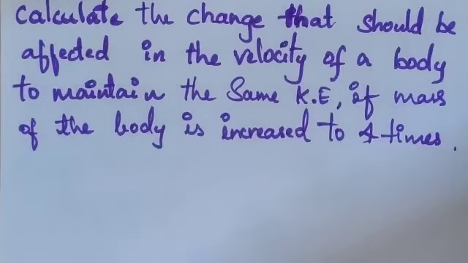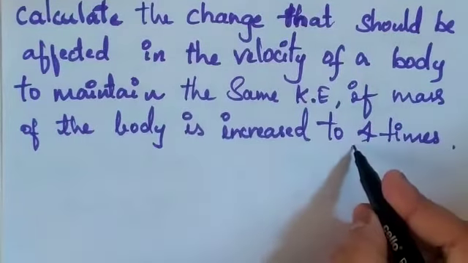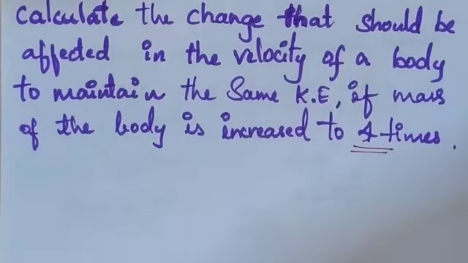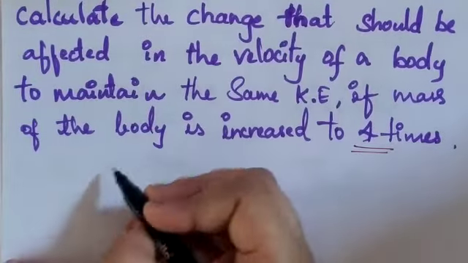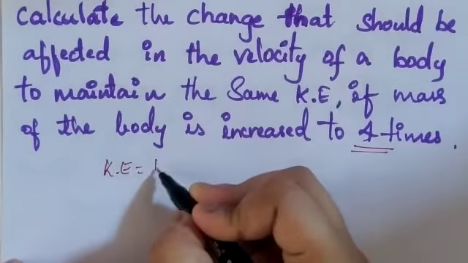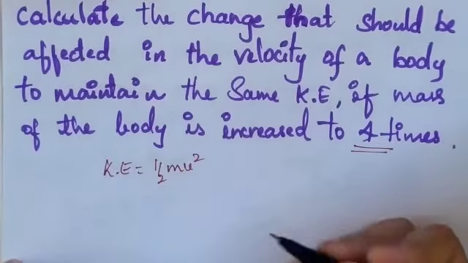Now we are going to solve some problems based on work and energy. The first question is: calculate the change that should be made in the velocity of a body to maintain the same kinetic energy if the mass of the body is increased by 4 times. That means the mass has been increased by 4 times, so how much change will be needed in the velocity? You know the formula for kinetic energy: kinetic energy is half mv square.